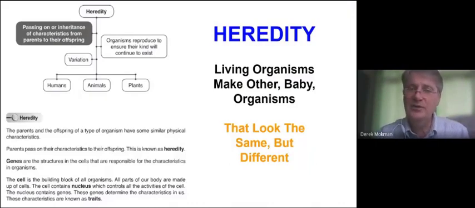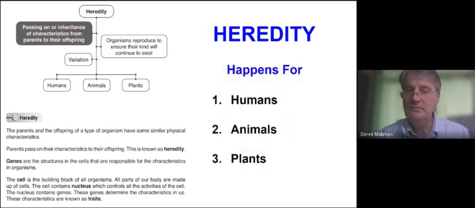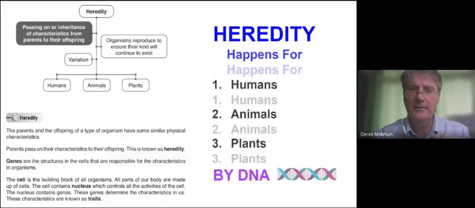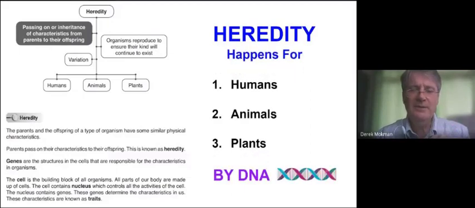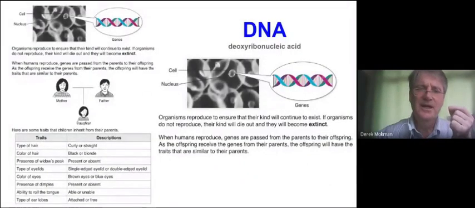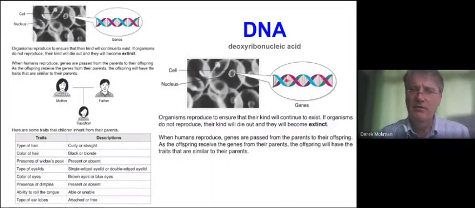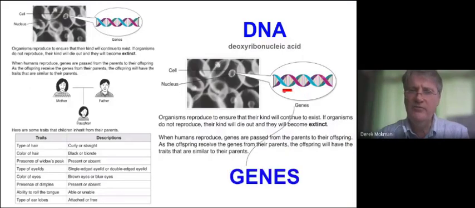So you can look the same, but slightly different. So this happens for humans, it happens for animals, and it happens for plants. It also happens for many other things as well, like bacteria, etc. But humans, animals, and plants is what we are looking at in this topic. And it all happens by DNA. DNA in the genes. DNA in the genes. And here you can see an example of DNA, and here you can see one of the genes.